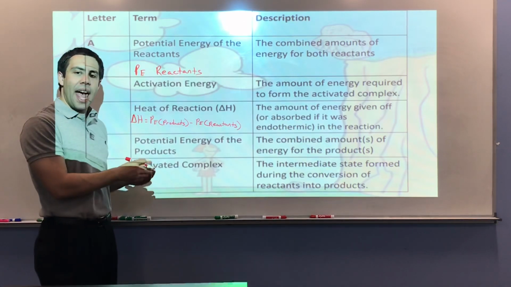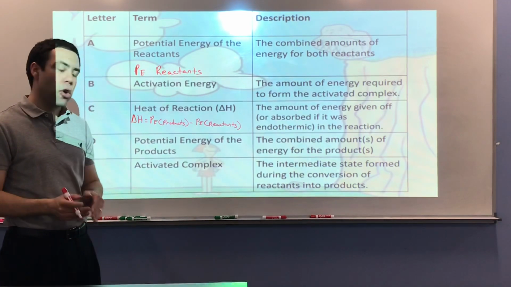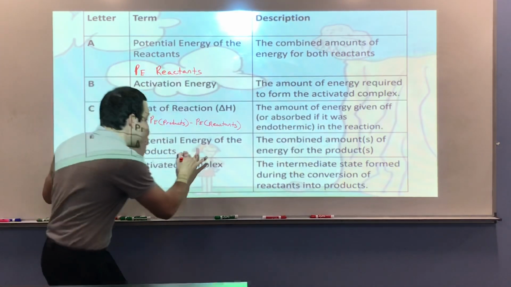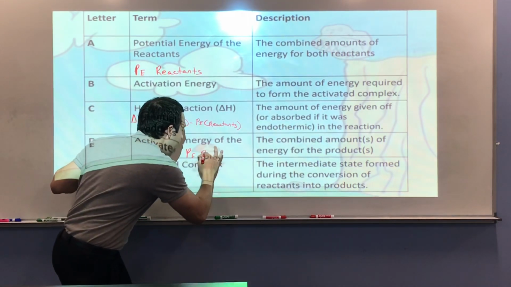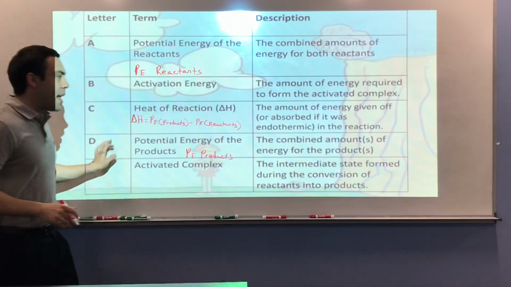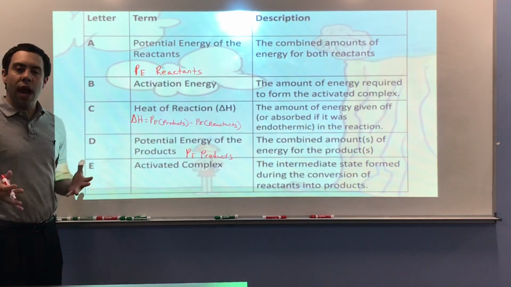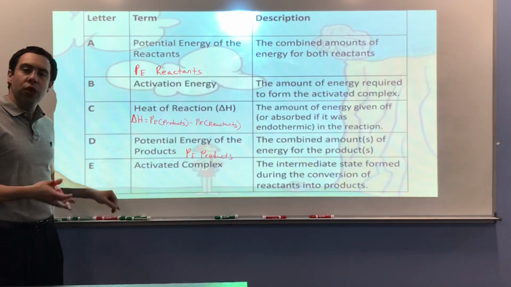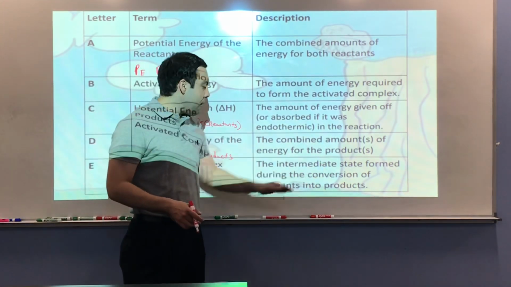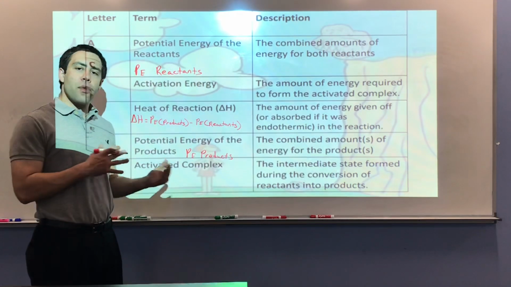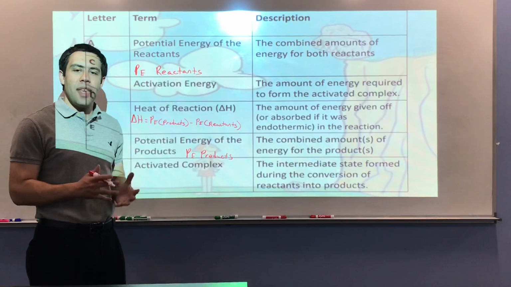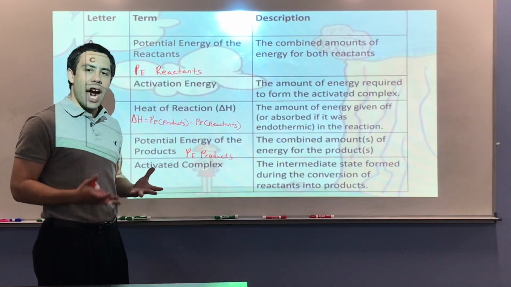If it's positive, it is endothermic. If it is negative, it is exothermic. D, the potential energy of the products, or once again, PE of products. And that's the combined amount of energy for all of the products. And letter E, we had to draw in ourselves. That's the activated complex, the intermediate state formed during the conversion of reactants to products. Remember, that's the maximum amount of energy, the tip of that peak in any potential energy diagram.